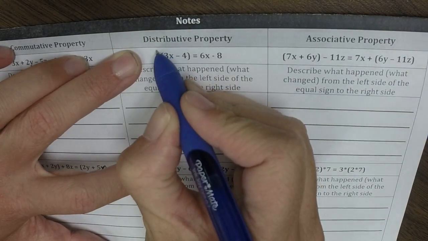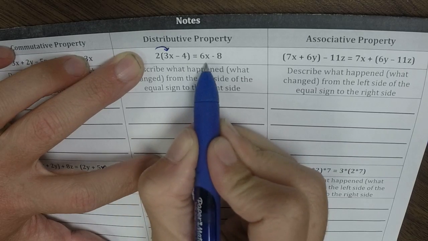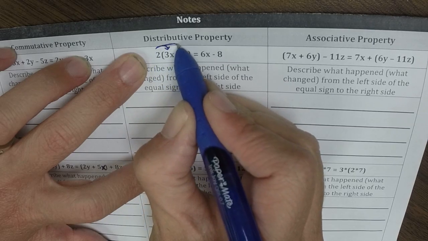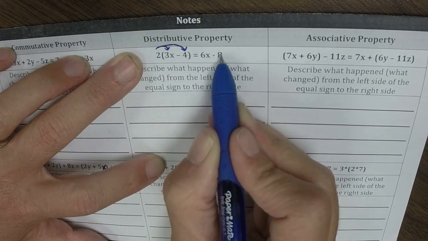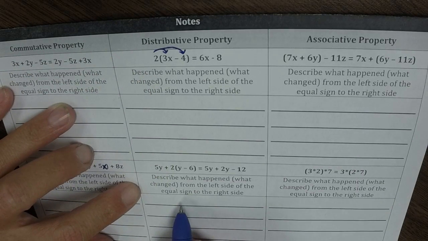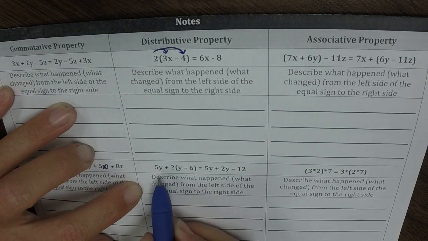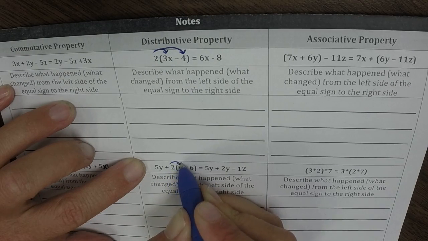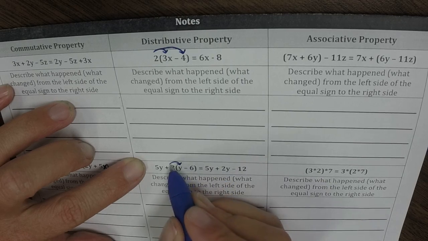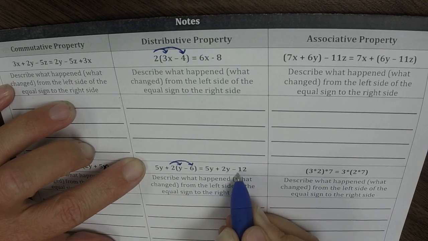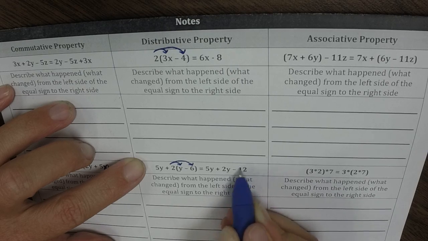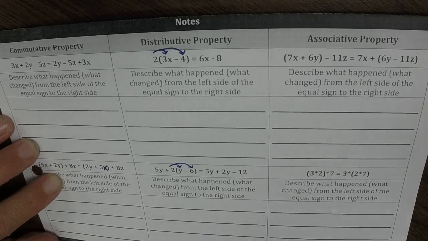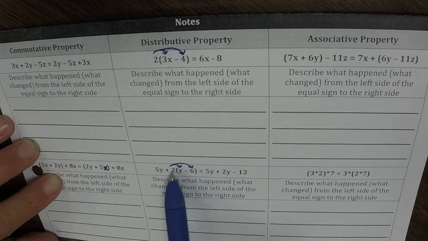So 2 times 3 gave me the 6, and then this had an x, so this has an x. And then 2 times negative 4 gave me the negative 8. Same thing on this one. Okay? We have 5y, and that stayed. But then the next term was 2 times y, and then the next term was 2 times negative 6, which is negative 12.